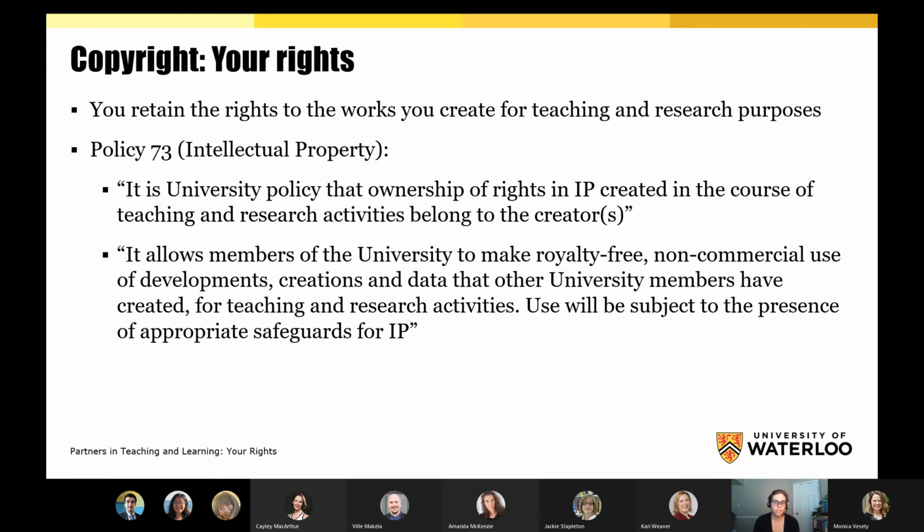In terms of Policy 73, while it is fairly lengthy, it is really quite informative, so I would suggest that you give it at least a skim over. The two main components of it that I think are the most important in terms of teaching are highlighted on this slide. The first we've already mentioned, that you own the content you create, and the second being that the university has the right to make use of that content for internal purposes.